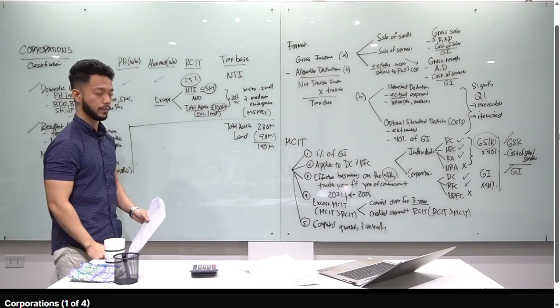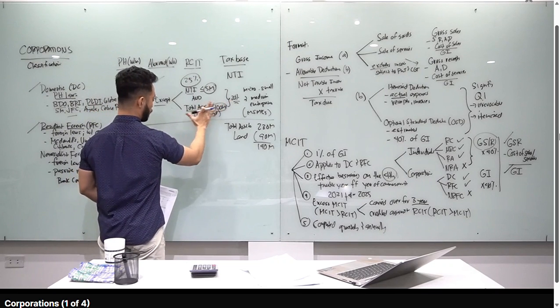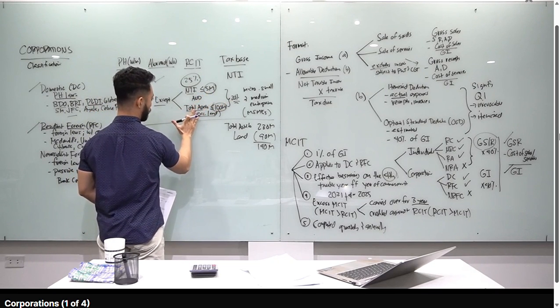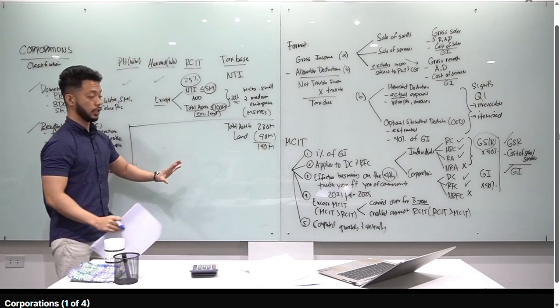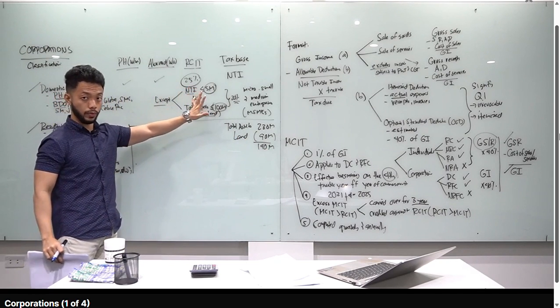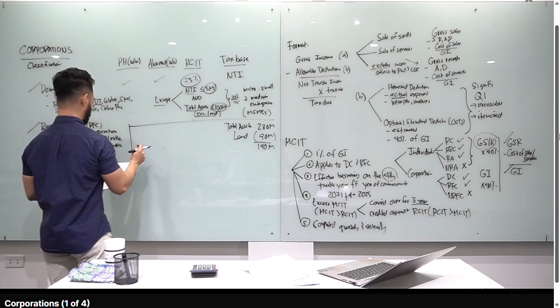yung gagamitin mo. Okay? 20% yung gagamitin mo if net taxable income does not exceed 5 million, total assets do not exceed 100 million. Since nag-exceed siya ng 100 million, hindi pwedeng gamitin yung 20%. We use 25%. Got it? Okay, so ganito gagawin ko dyan, class.